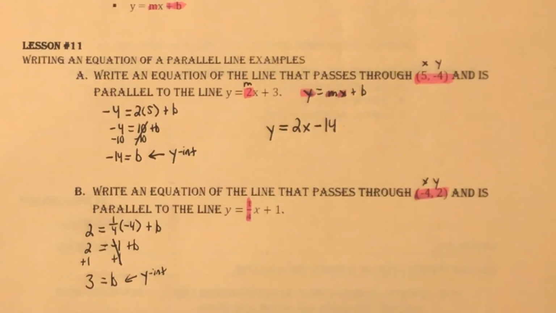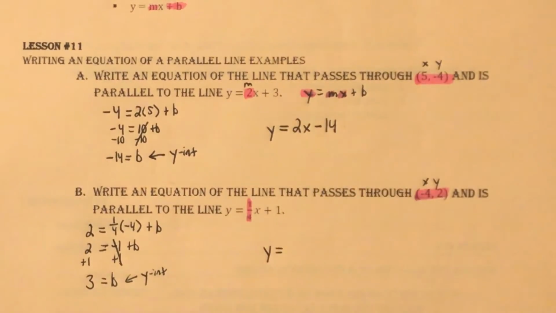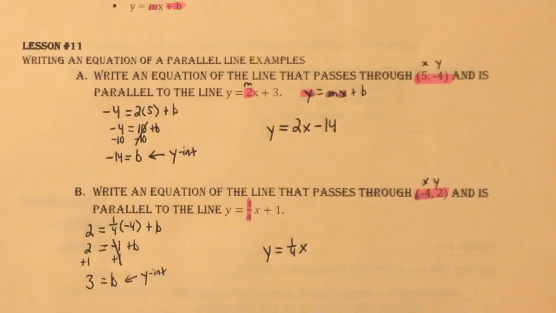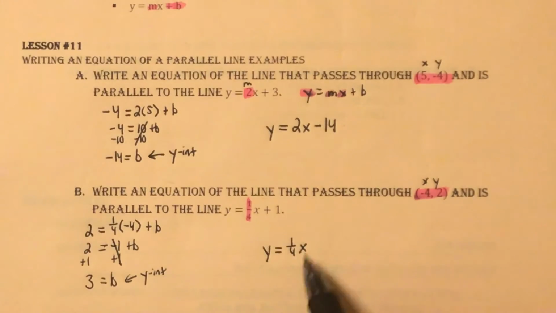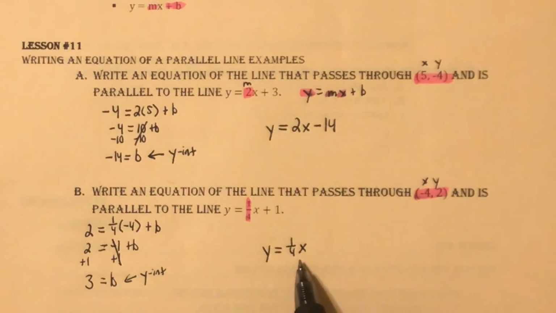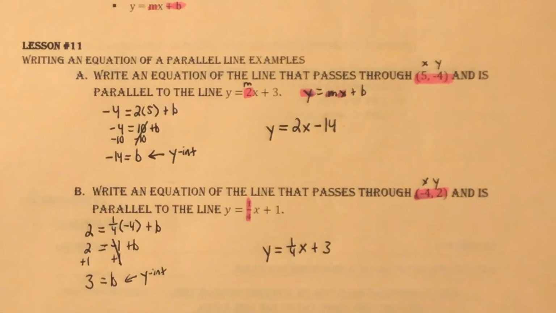So I've got the slope. Last thing, go in and write the equation. y equals, the slope is 1/4 times x. This part should always look the exact same as this part of your parallel line. The only difference is going to be the y-intercept. This had a y-intercept of plus 1. The new line will have a y-intercept of plus 3. So y equals 1/4 x plus 3 is our equation of our parallel line.